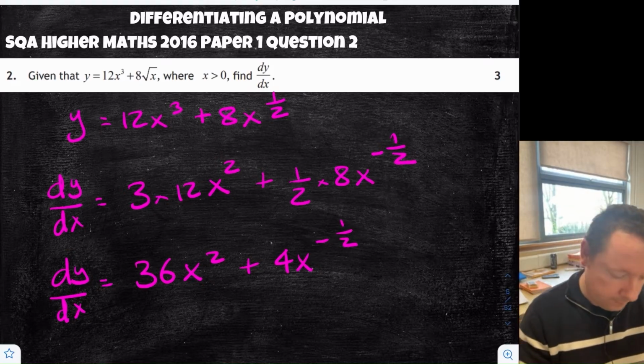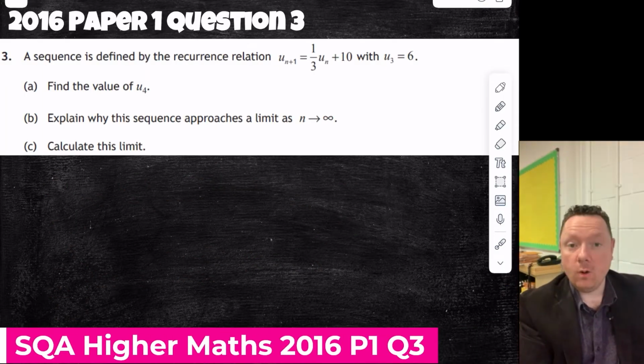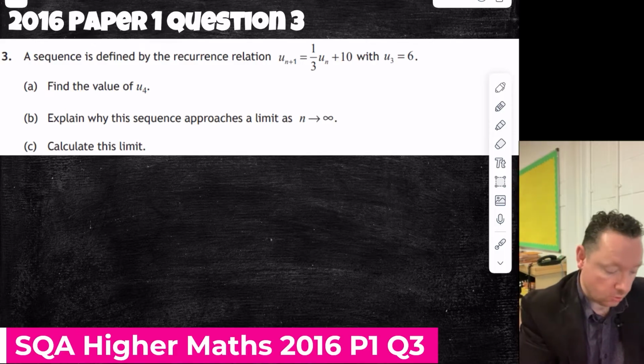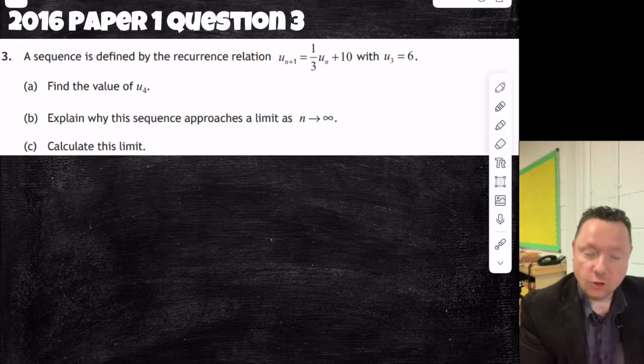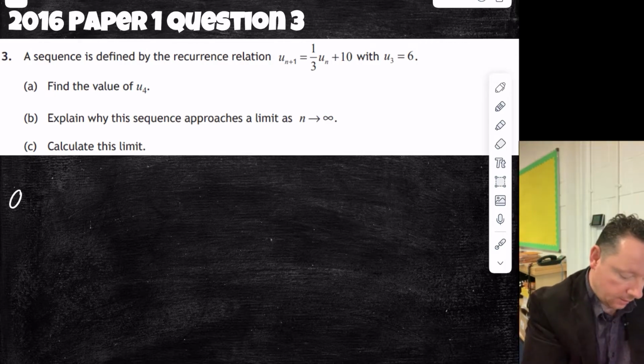we're done there. SQA Higher Maths 2016, Paper 1, Question 3 on sequences and recurrence relations. A sequence is defined by u(n+1) equals a third u(n) plus 10, and u3 is 6. Find u4. Well, part A. To find u4, we just sub in u3.